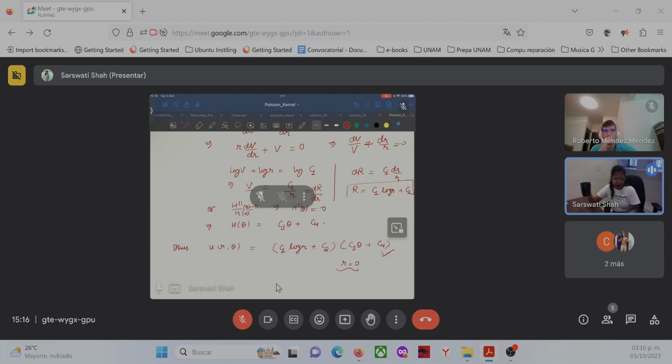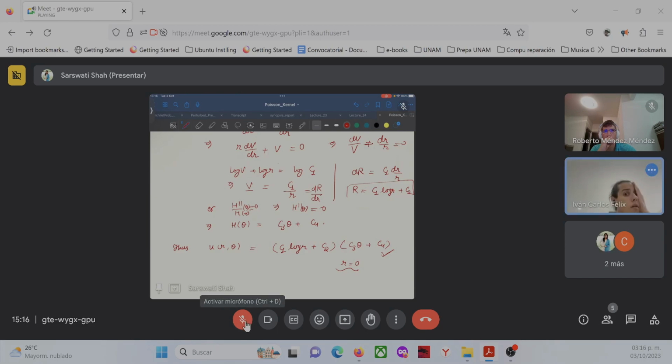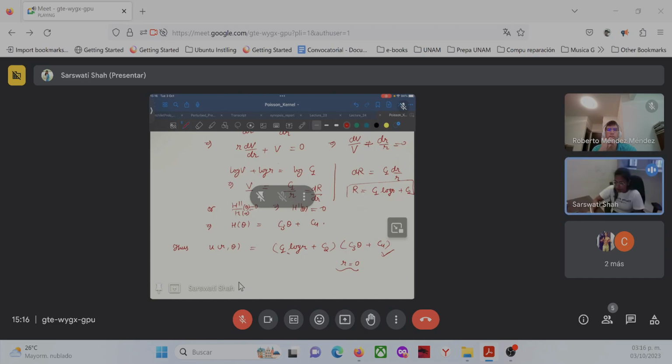Is it possible to define this solution for r equals 0? No, because log of 0 is minus infinity, right? Exactly. Because of the appearance of the logarithmic term in the solution, we cannot define this solution. It means this solution is not acceptable.